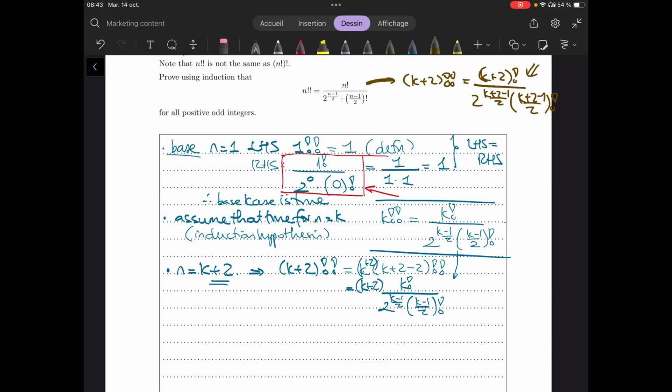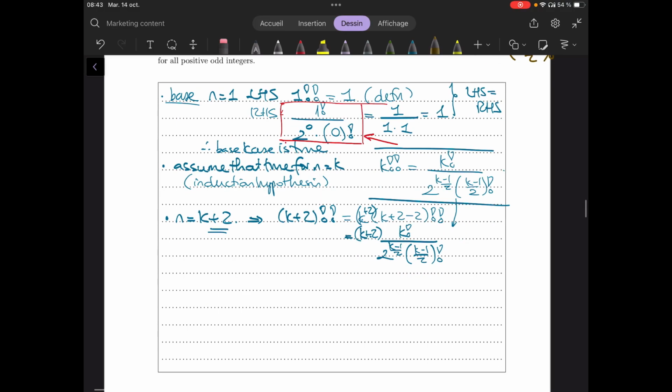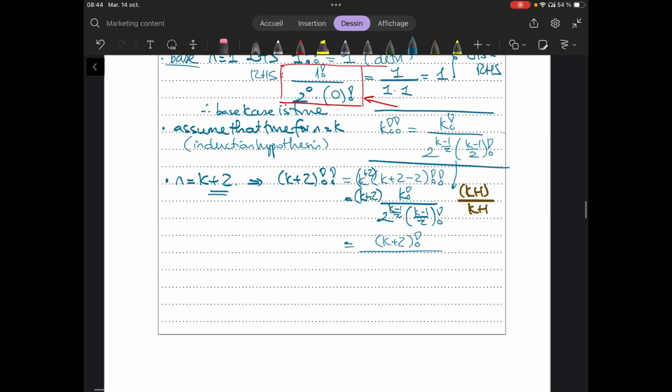Okay, so we need a way to get k plus 2 factorial upstairs. Cool. How do we do that? If we look at the expression so far, we need to multiply the entire fraction by k plus 1 divided by k plus 1, because that would give us the k plus 2 factorial upstairs. That also brings us one step closer to dealing with downstairs.